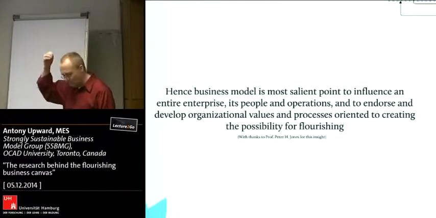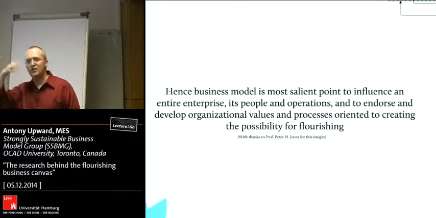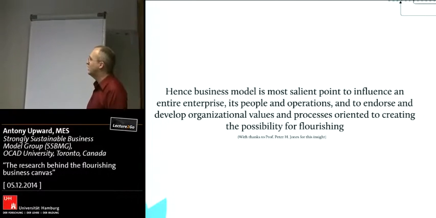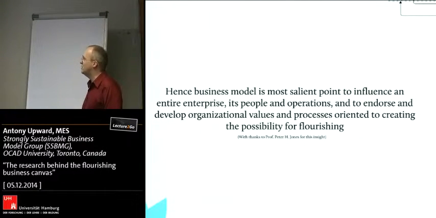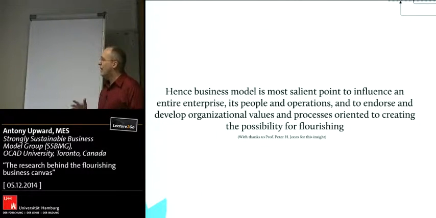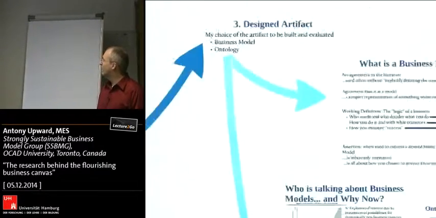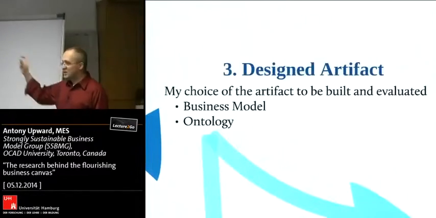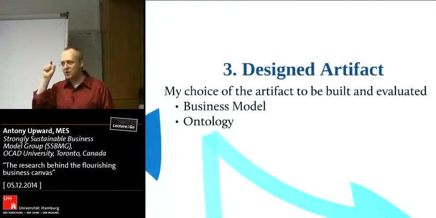So we believe that given this normative goal that we have of flourishing, the business model is the most salient point to influence an entire enterprise, the people, its operations, and to endorse organizational values of flourishing and the processes required to create the possibility of flourishing. So that's the business model aspect of the artifact. So we're going to do something about business models.